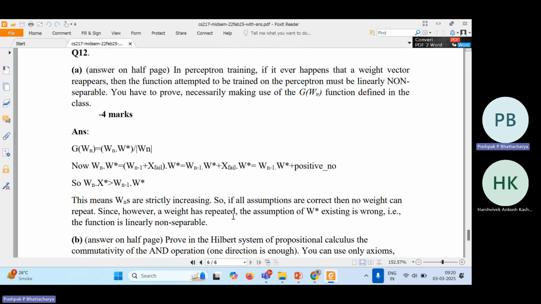Since, however, weight has repeated, the assumption that W star exists is wrong. No such W star can exist. This means that the function is not linearly separable. You had to prove using GWN, no other proof will be accepted. And you see, it is just a 2-3 line proof, and the space is sufficient. Okay.